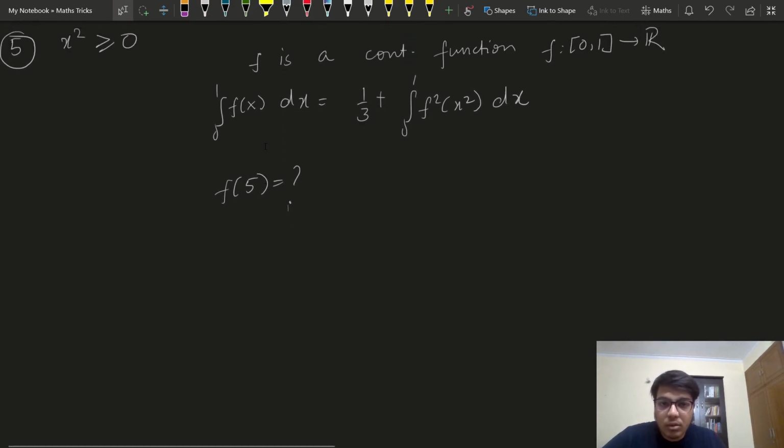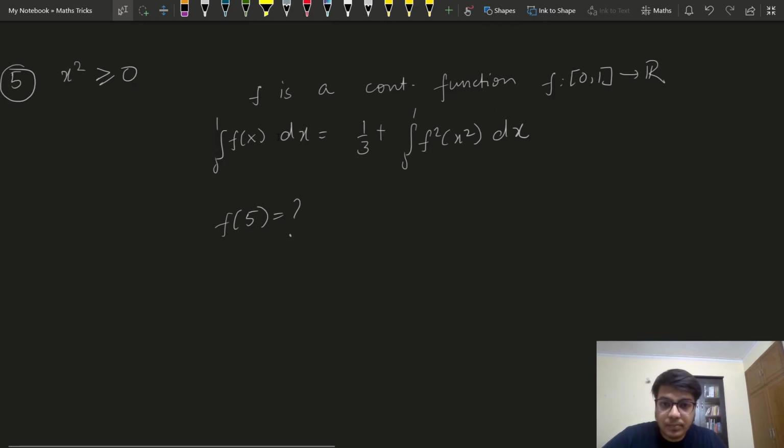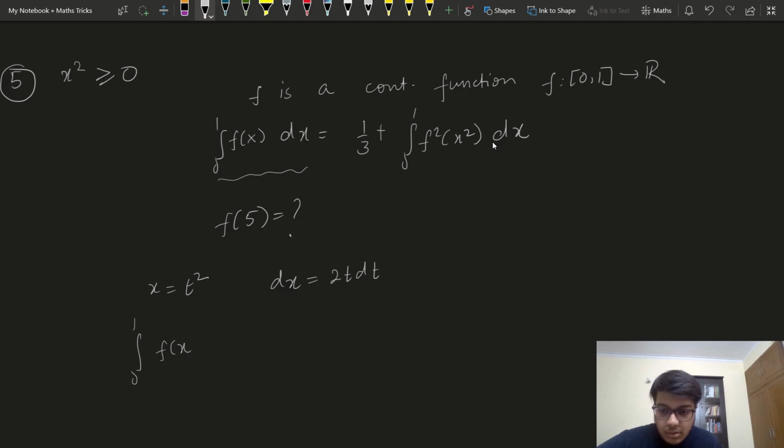Okay, so what can we do here? First, we see that here there is x and here there is x square. If we can somehow replace one of these, make the variable the same. So to see this, let's replace x by t square. X equals t square, so dx equals 2t dt. Then this becomes the integral from 0 to 1 of f of t square times 2t dt, which is the same as the integral from 0 to 1 of f of x square times 2x dx.